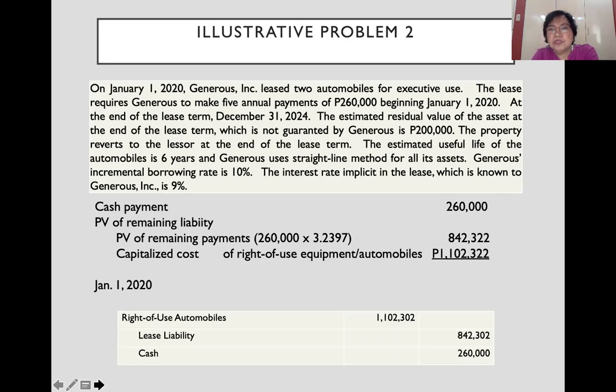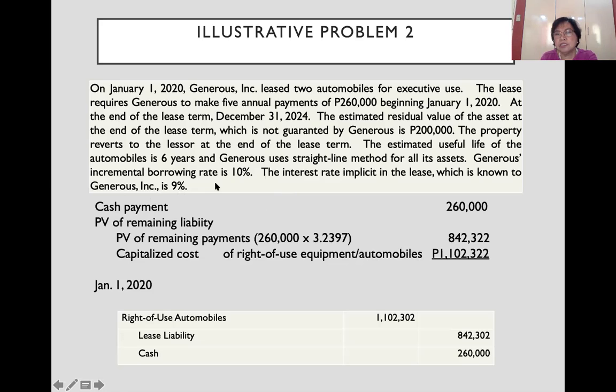Still, the property reverts to the lessor at the end of the lease term, even if that is not stated, based on the term that there is residual value and the lease term is for 5 years, even if the estimated useful life of the asset is 6 years, then it is expected that the asset will still be returned to the lessor, except that the lessor here is a little kinder because there is no obligation imposed to the lessee that any amount below that residual value of 200,000 will be required to be paid by the lessee.